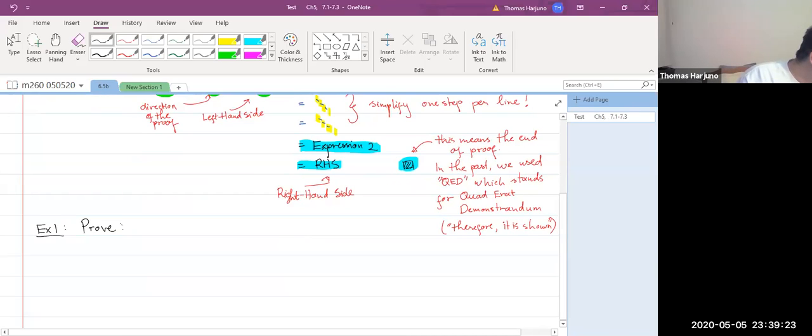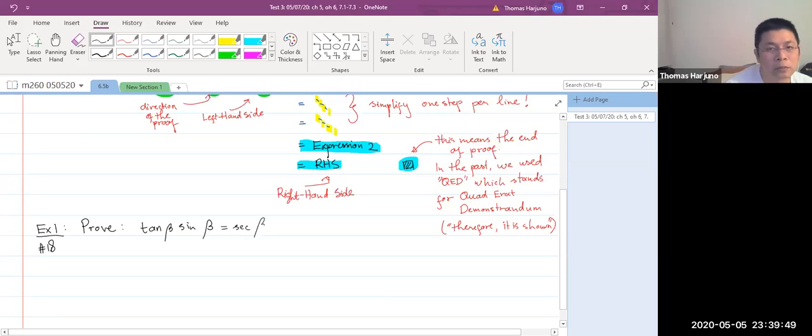Let's say proof number 18. Number 18 on 6.5. Tangent beta sine beta equals secant beta minus cosine beta.